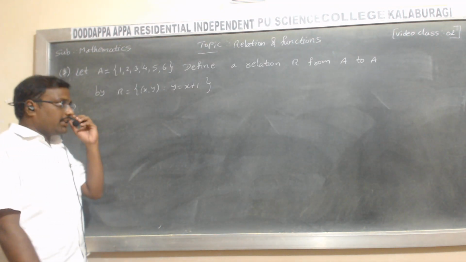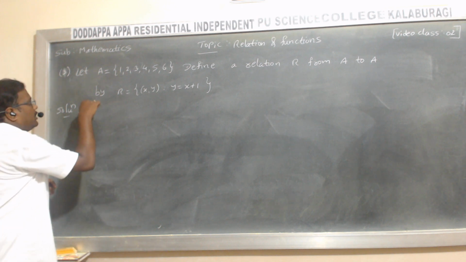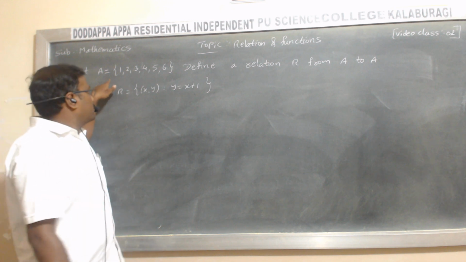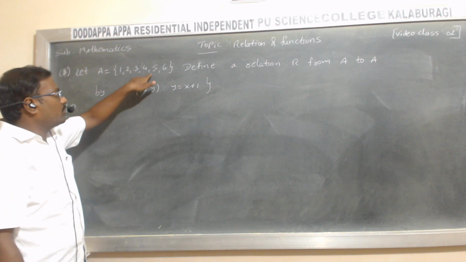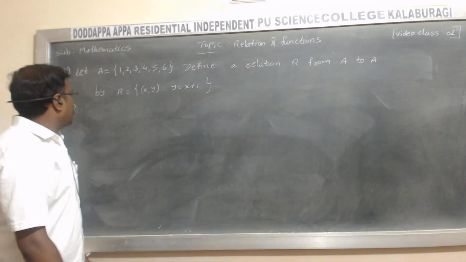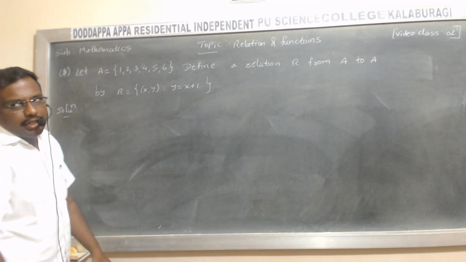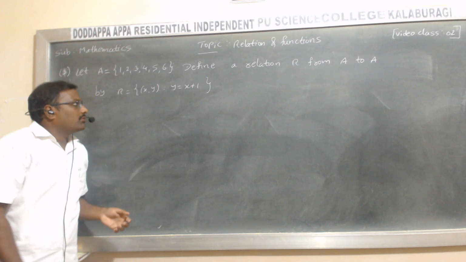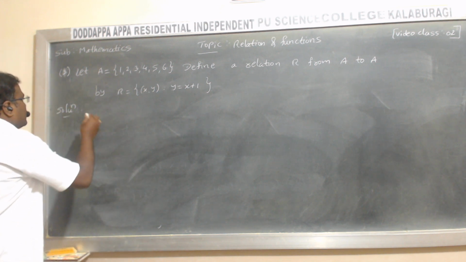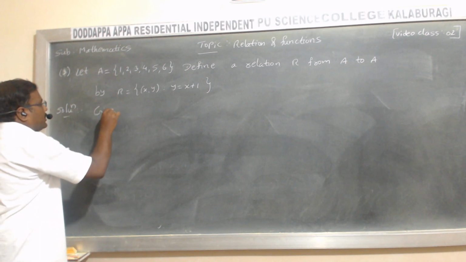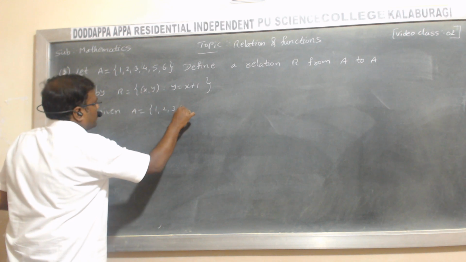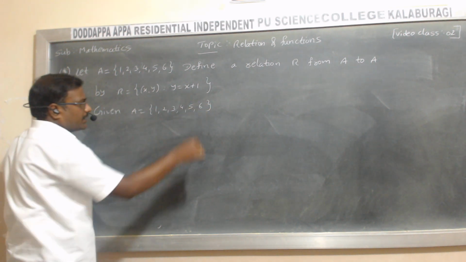Okay. Next, another example, the third one. Here is the given question. What is the given? Let A is equal to the set {1, 2, 3, 4, 5, 6}. Then define a relation R from A to A by R is equal to {(x, y) such that y equals x plus 1}. Right? So first, the given value you can write. Given is A is equal to the set {1, 2, 3, 4, 5, 6}.